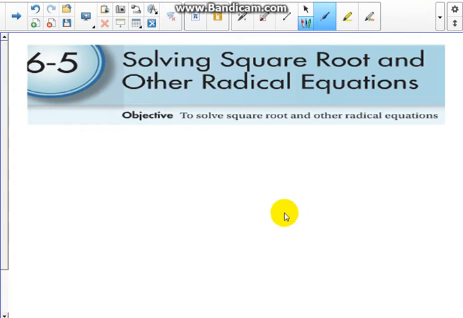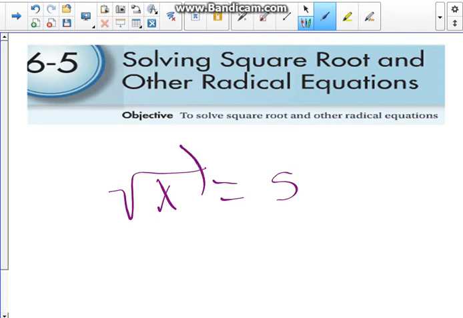Hi, this is Mrs. Downey, and I'm going to talk about lesson 6.5 quickly about solving square root and other radical equations. We've learned in the past that when we have something like the square root of x equals 5, to clear the square root or the radical sign, whatever the root or index is, we're going to take it to that power. So this is like a square root.